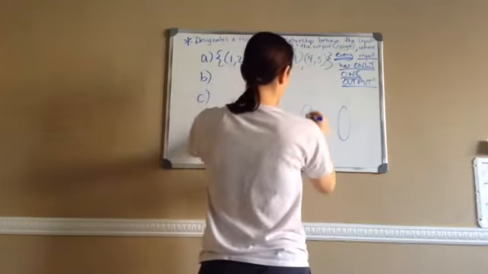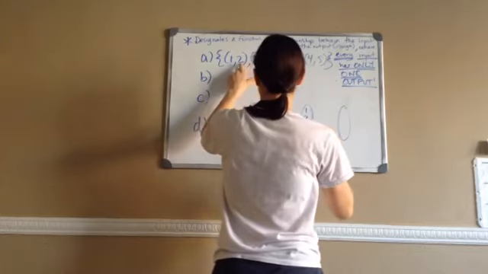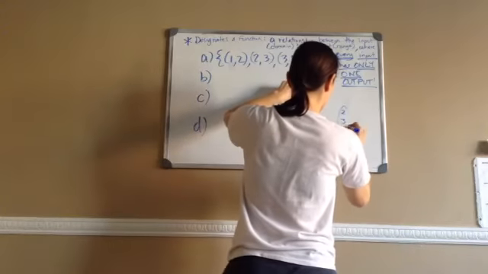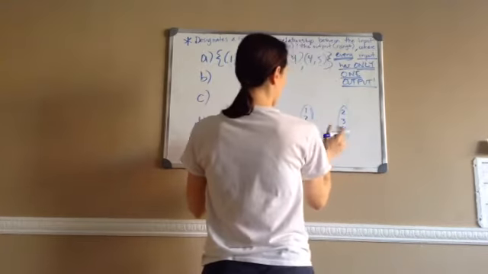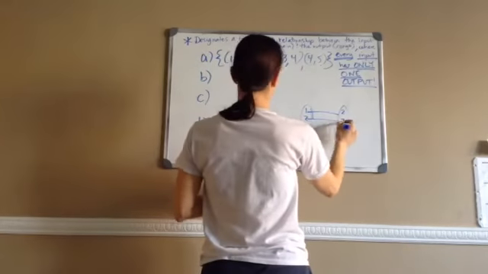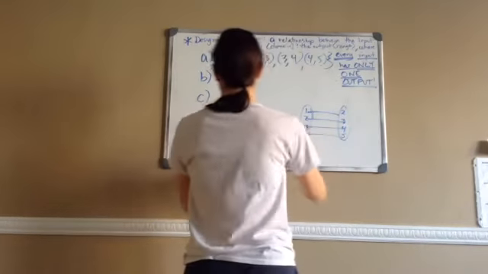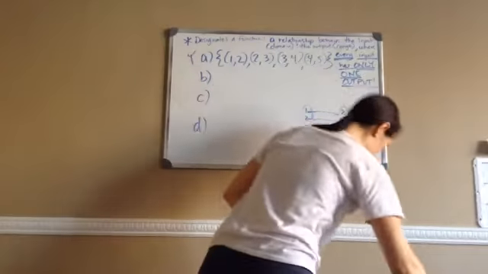So let's go on and do these. 1, 2, 3, 4. 2, 3, 4, 5. And nothing repeated. So 1 went with 2, 2 went with 3, 3 went with 4, and 4 went with 5. This one does designate a function, yes.